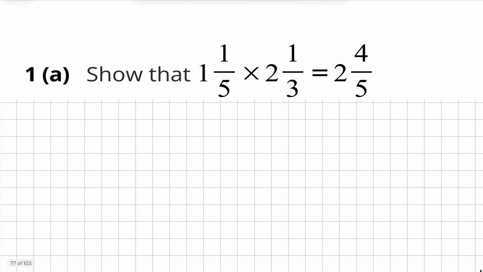Carrying on into the next questions here, we have medium questions. Let's start with this one here. We have 1/5 times 2 1/3. We have to show that it is equal to this.